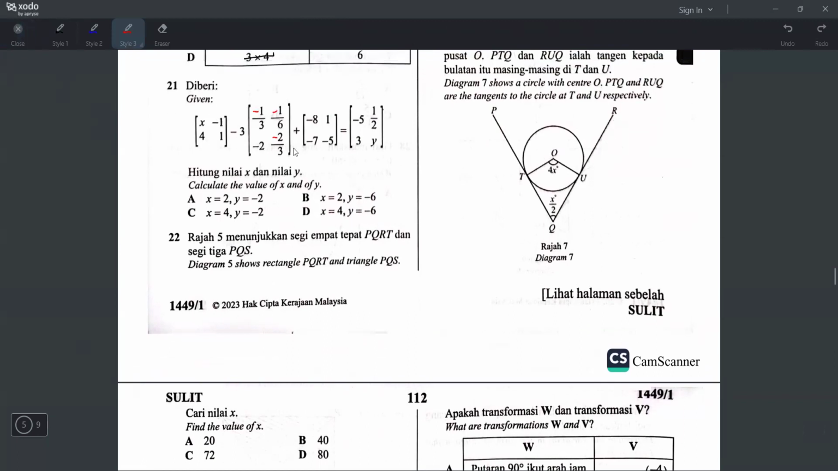So given this one, and then calculate value of X and Y. Okay, so macam mana nak cari X and Y? Okay, first of all, I will... Okay, let's think about this. Okay, saya boleh ambil ini, tolak dengan ni, tambah dengan ni, right? Tapi saya kena buat times 3 first. Because kalau dia ada 3 darab, kita kena buat darab dulu.